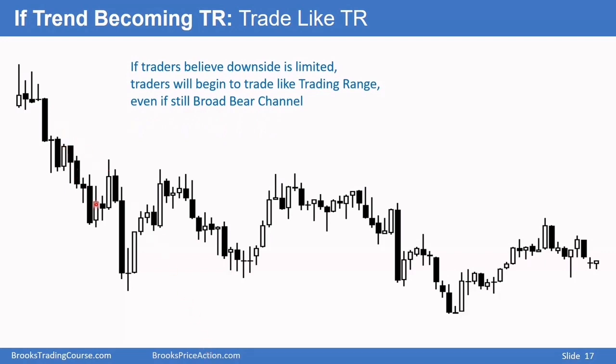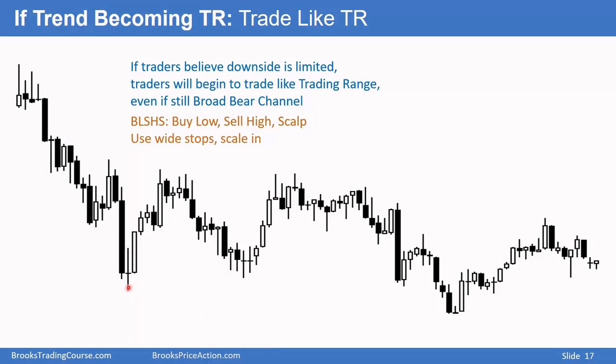Once traders start to believe that the downside is limited, they'll begin to trade it like a trading range. Even if it's still in a broad bear channel, we're still getting lower highs and lower lows, even though this low is above that low. So it's still a bear channel, but the reversals up are big enough for bulls to make money buying. Whenever the market's in a broad bear channel, traders usually trade it like a trading range. They buy low, sell high, and scalp, because a broad bear channel like this also is a trading range for much of the time.